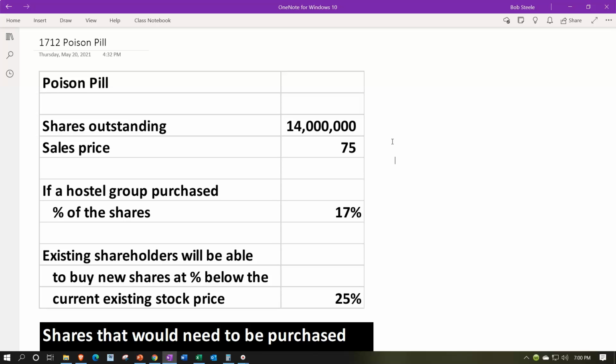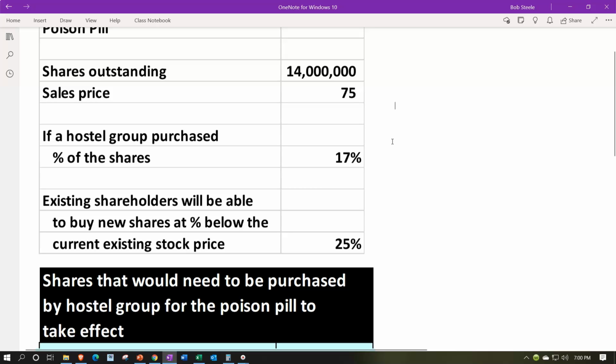That's the idea. So we have the shares outstanding, the 14 million, the sales price 75. And the poison pill takes effect if a hostile group purchases a percent of shares that is 17%. So if a concentrated group or person purchases the 17%, then the poison pill will take effect at that point. What will happen then? Well, the existing shareholders will be able to buy new shares at a percent below the current existing stock price. So whatever the stock price is, they get an automatic decrease, or this discount.